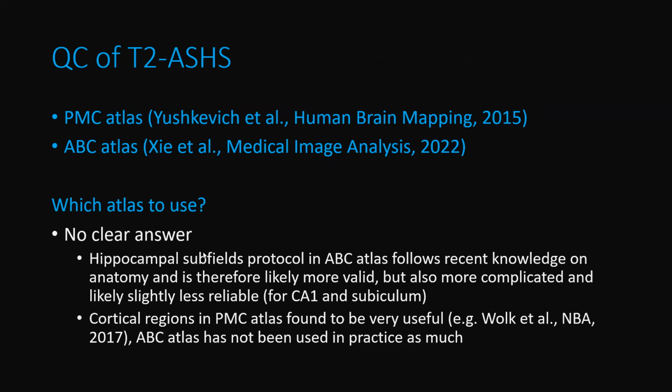I think the hippocampal subfields protocol and the ABC atlas follows recent knowledge on anatomy and is therefore likely more valid. But the protocol is more complicated and therefore slightly less reliable for CA1 and subiculum. At the same time, actually, CA2 and 3 are a little bit bigger and also a little bit more reliable. So maybe that could really depend on your research question. And for the cortical regions, the PMC atlas has been quite useful, whereas the ABC atlas has not been used in practice as much. So these are just some considerations when you want to choose one of these atlases.